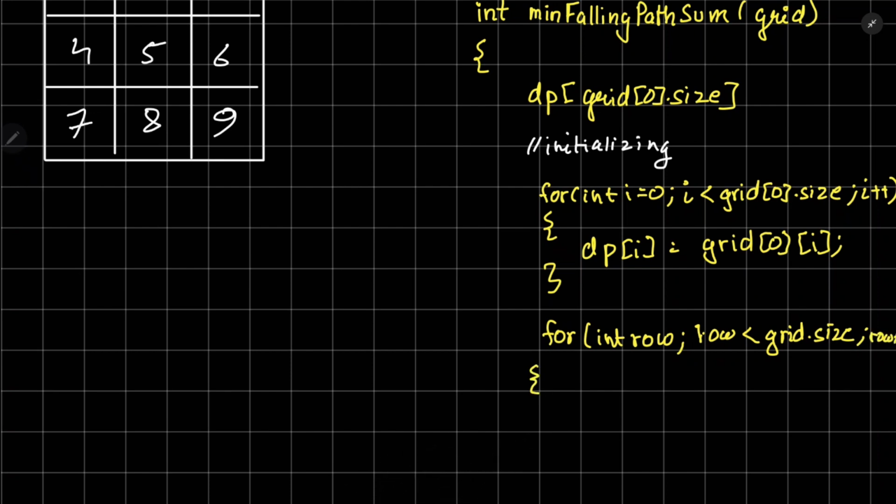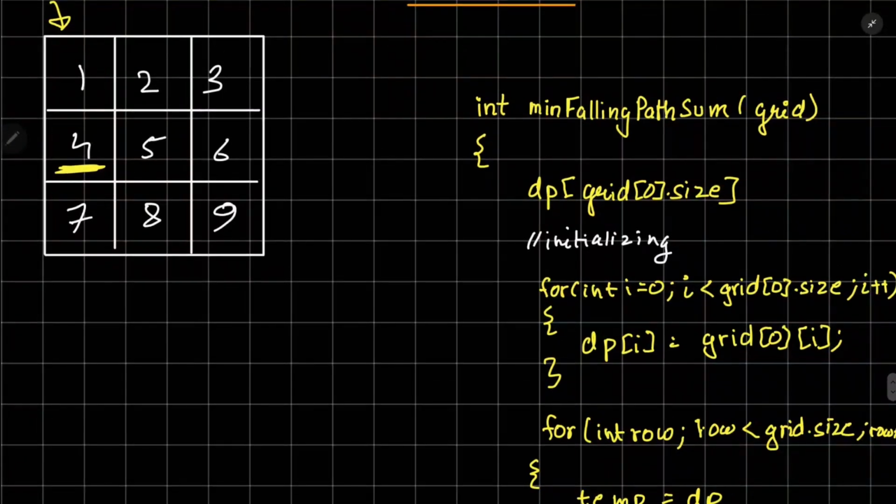Now inside this loop we will make a copy of the dp array. You will understand in a bit why I'm doing this, but let's say temp is equal to dp. Now we will traverse the dp array, and for each element like 4, we will look at the previous element and get the minimum, such that the minimum is not in the same column.